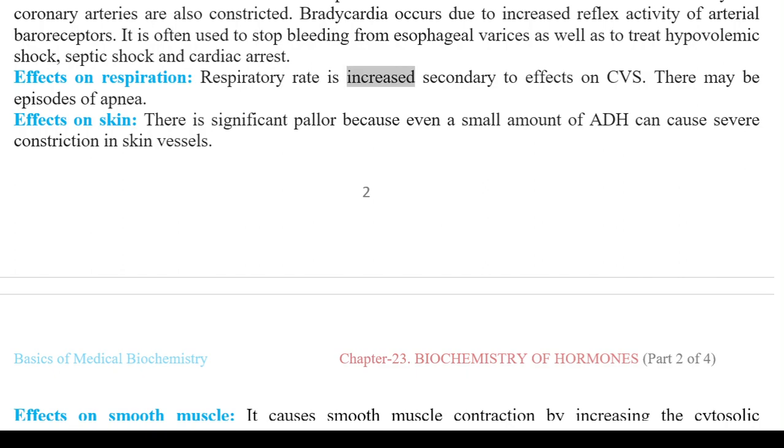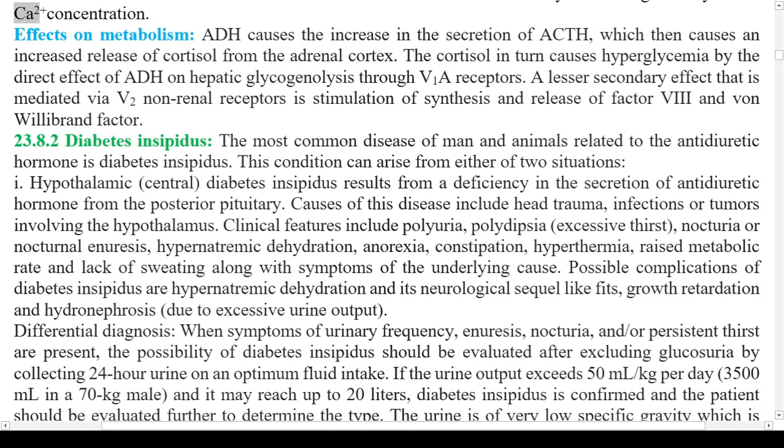Effects on respiration. Respiratory rate is increased secondary to effects on CVS. There may be episodes of apnea. Effects on skin. There is significant pallor because even a small amount of ADH can cause severe constriction in skin vessels. Effects on smooth muscle. It causes smooth muscle contraction by increasing the cytosolic Ca2+ concentration.